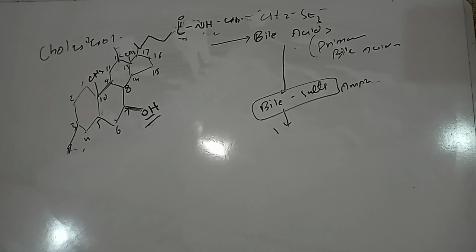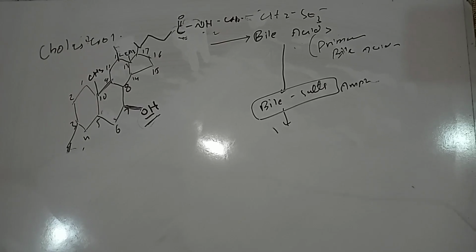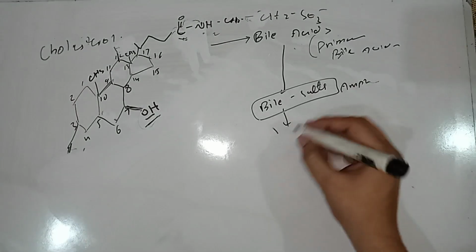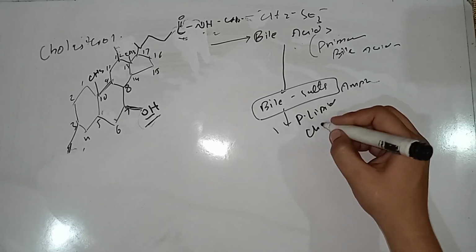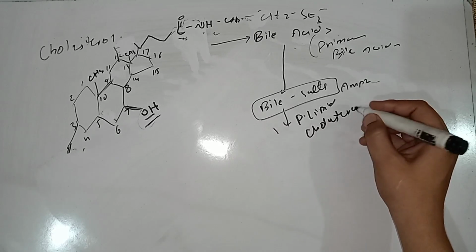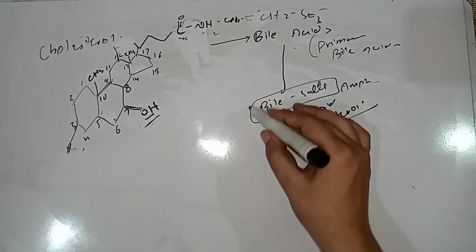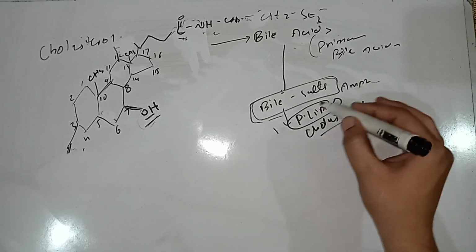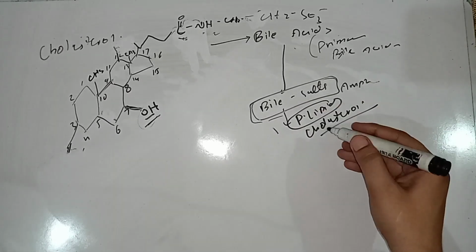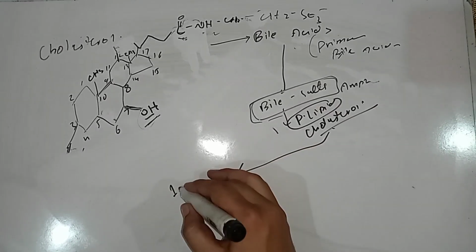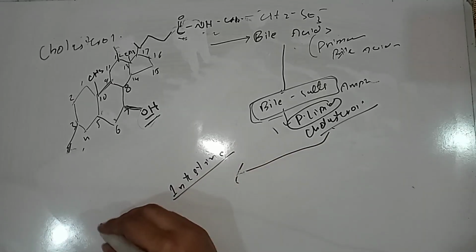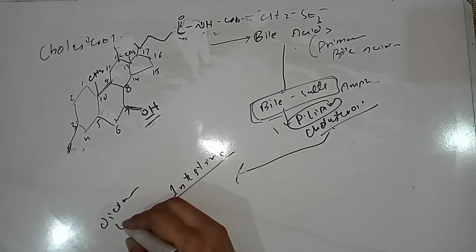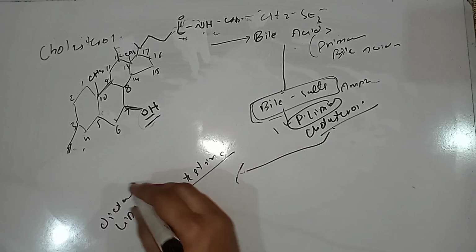Bile has components which include bile salts, phospholipids, and cholesterol. Cholesterol is hydrophobic, so these bile salts, which are amphipathic, and phospholipids, which are also amphipathic, solubilize cholesterol in bile. This bile is then released into the intestine, where it solubilizes dietary lipids and plays its role in the digestion of dietary lipids.